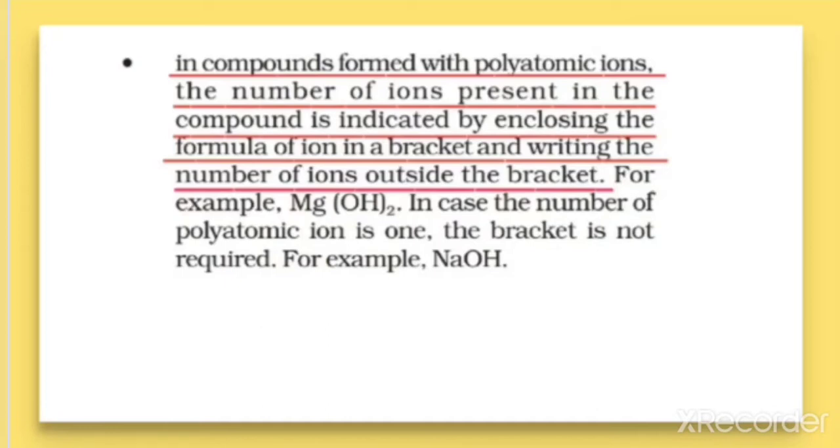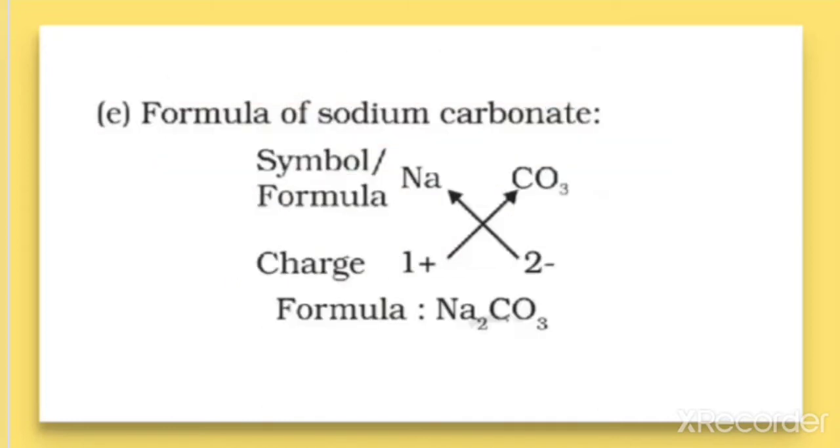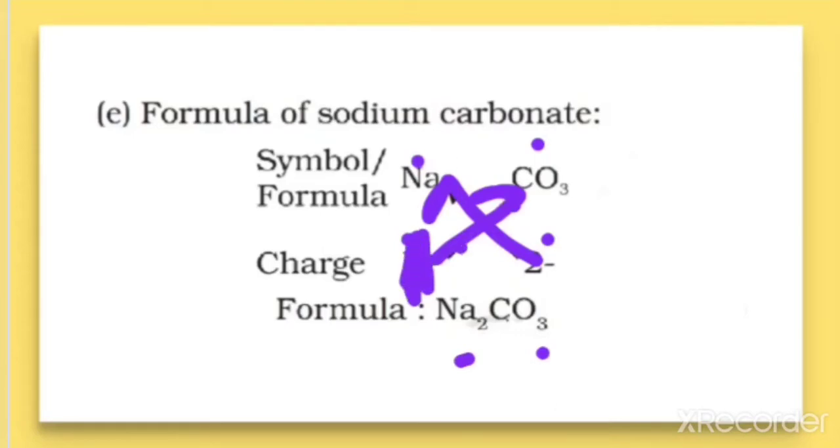So let us do the next example. Sodium carbonate: sodium is Na, carbonate is CO3. Now +1 for sodium, -2 for carbonate. So when you cross it, you will get the formula Na2CO3. In this case, there is no need of a bracket. Why? Because the number 1 goes to carbonate.